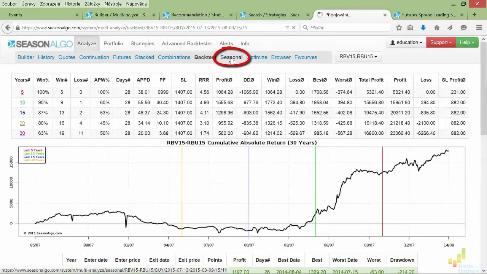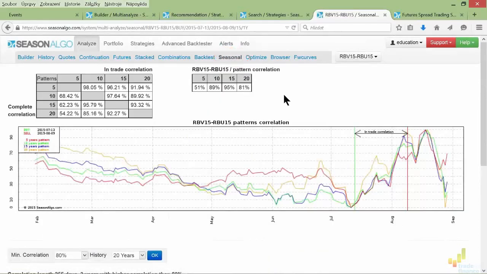And here we have a seasonal section, which is also very useful because here we can see that there is a strong correlation of historical patterns within the trading window. And here it's represented by numbers. So we can see the correlation between the historical patterns. It's very high, as you can see. And here is the correlation between the historical patterns within the whole duration of this spread. It's also very high. And here we have the correlation between the current year spread and the historical patterns. So the higher, the better, of course.